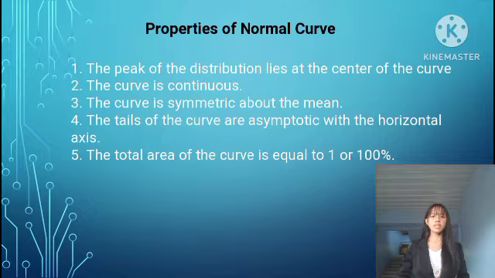The curve is continuous. The curve is symmetric about the mean. The tails of the curve are asymptotic with the horizontal axis. The total area of the curve is equal to 1 or 100%. Approximately 68% of the area lies within one standard deviation from the mean. Approximately 95.5% of the area lies within two standard deviations from the mean, and approximately 99.7% of the area lies within three standard deviations from the mean.